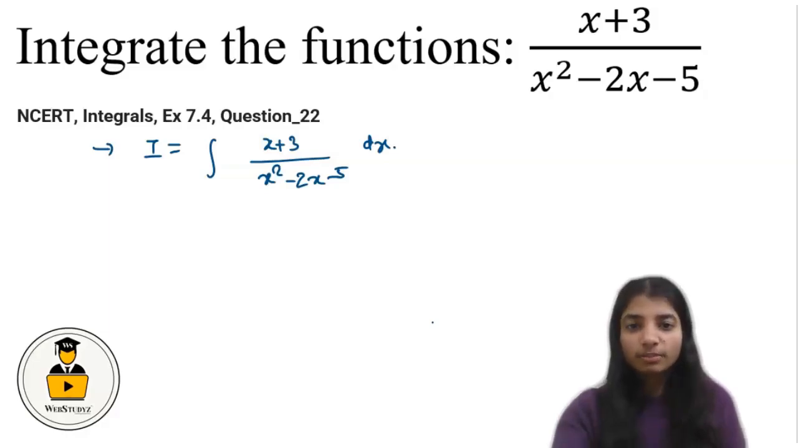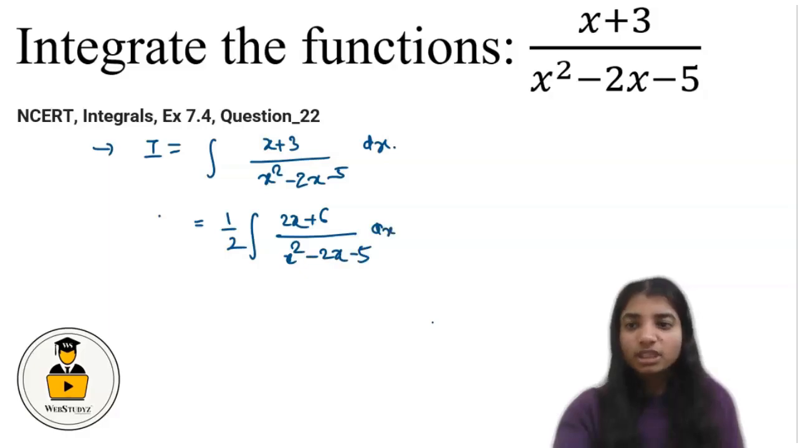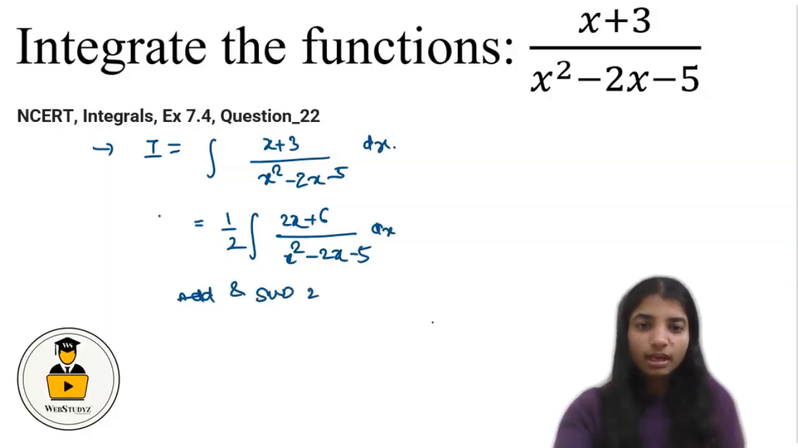In order to simplify this, we are going to multiply and divide by 2. So this is equal to 1/2 multiplied by 2(x + 3), which becomes 2x + 6, divided by (x^2 - 2x - 5), multiplied by dx. Now we are going to add and subtract 2 in the numerator.